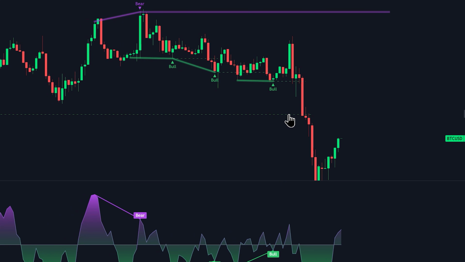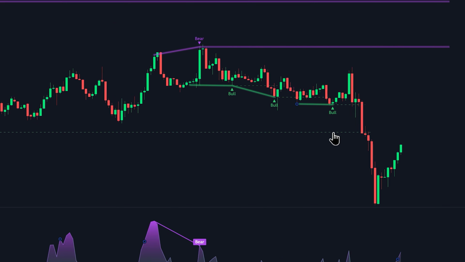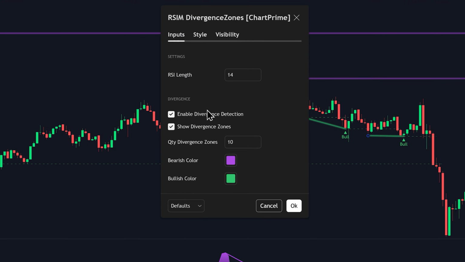Another thing the script does well is keeping your chart clean. You can limit how many zones are shown at one time, like keeping only the most recent zones. Once the limit is reached, older zones expire and get removed. That way, you're not staring at a spaghetti chart full of old levels from months ago.